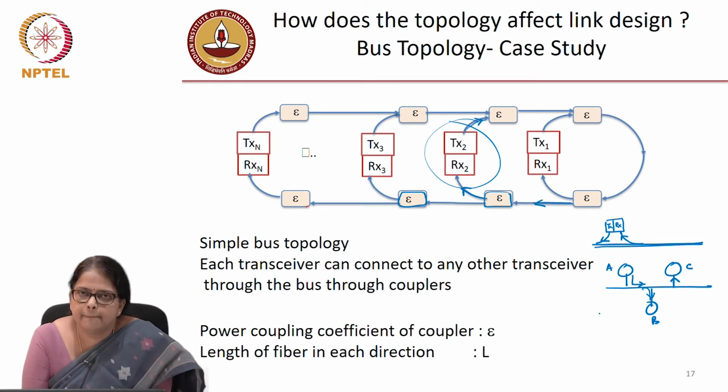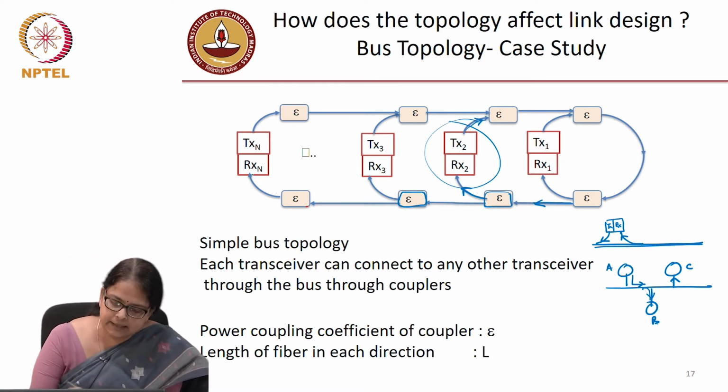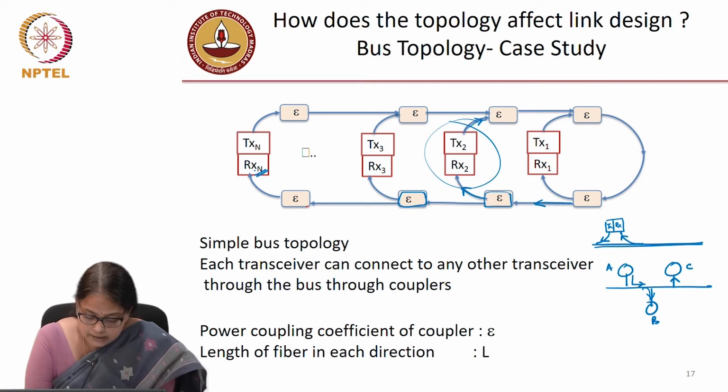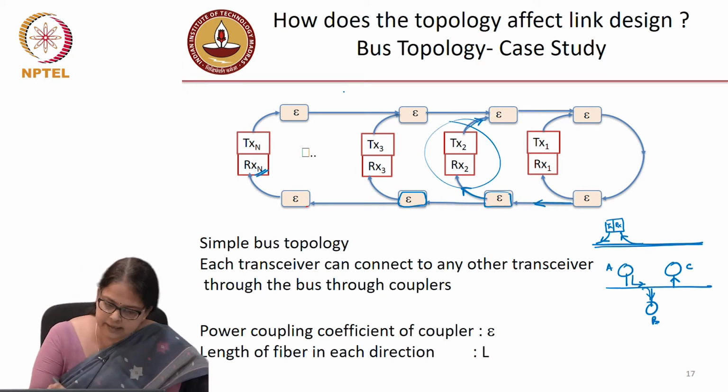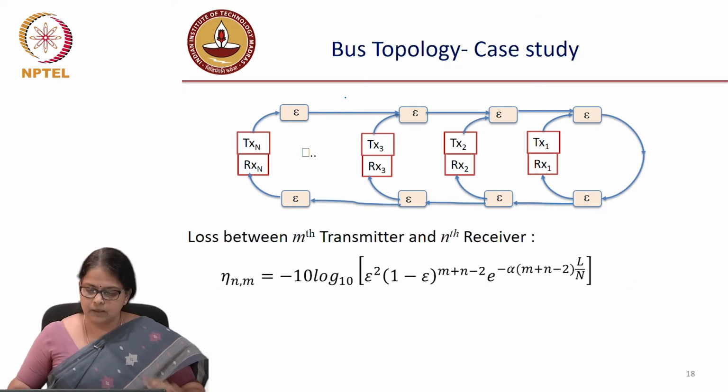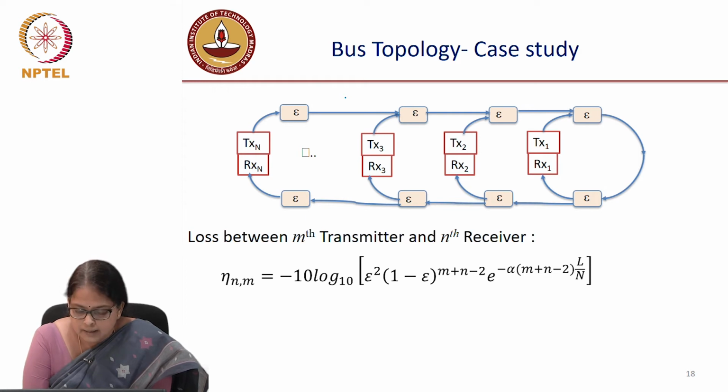So let's take a set of nodes which are connected to each other through a bus network, and let's say there are n such nodes, which means there are n transceivers, n transmitters, n receivers, okay? Now the question we are asking is what should be the epsilon so that your link is optimized, and also let's say the length of the fiber on each side is L. So let's try to work out what is the loss between the mth transmitter and the nth receiver.